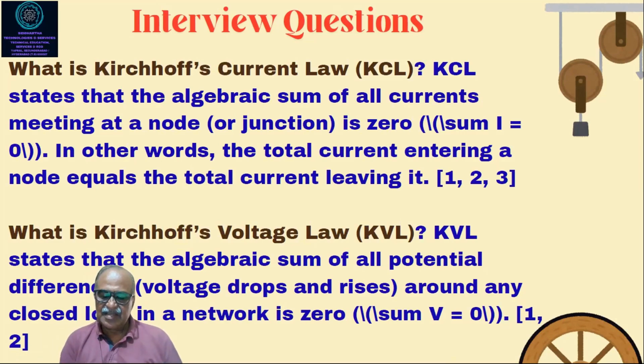The second point is Kirchhoff's voltage law, which states that the algebraic sum of all potential differences, voltage drops or rises, around any closed loop in a network is zero. Again, zero. Mathematically, if you want to prove it, V source is equal to V1 plus V2 plus V3. V source is the voltage source, and V1, V2, V3 are different loads, three different loads. So if an explanation is asked, you have to explain both the voltage law and the current law.